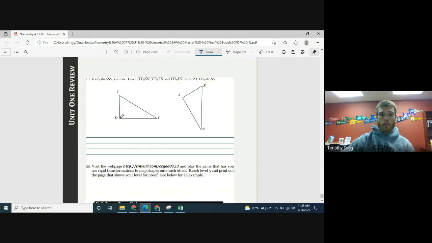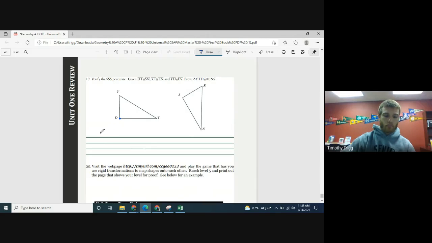Well, what I would say is we want to translate point D onto point S. I'm using point D onto point S because I can tell that these are corresponding points. I can see that this angle here, angle D, is the same as this angle here. They both appear to be right angles. You could use Y onto E or T onto N. It doesn't matter which point, as long as you know that they're corresponding points.